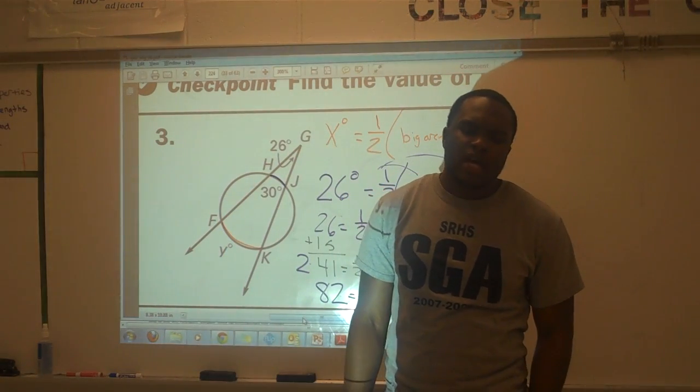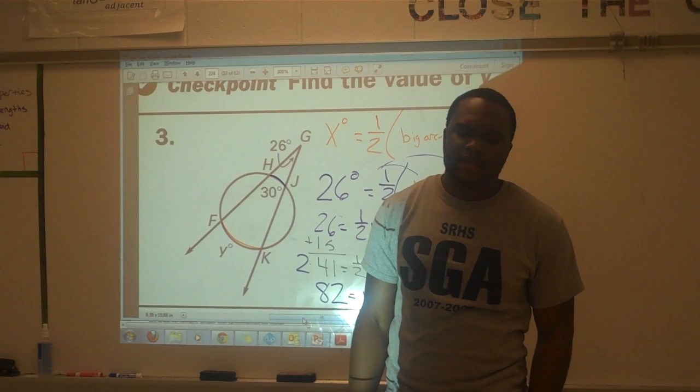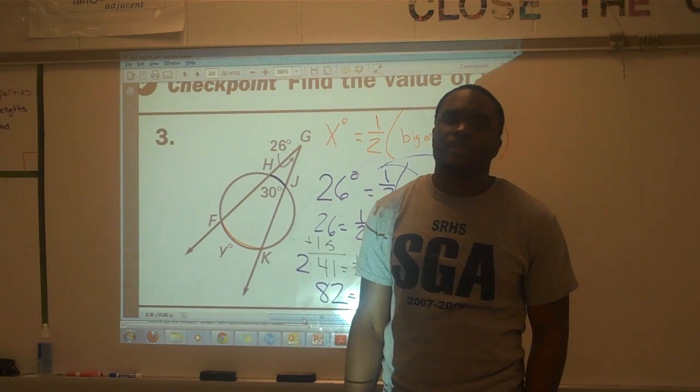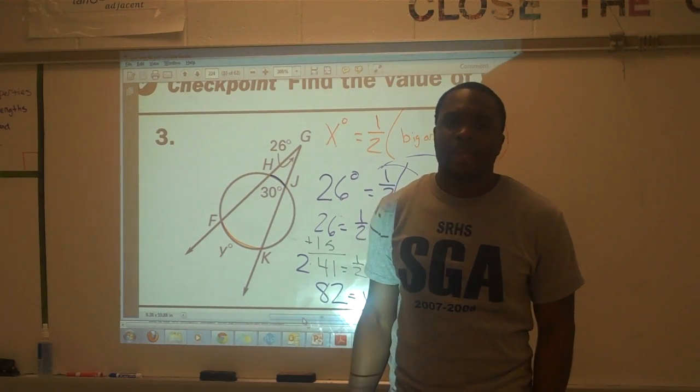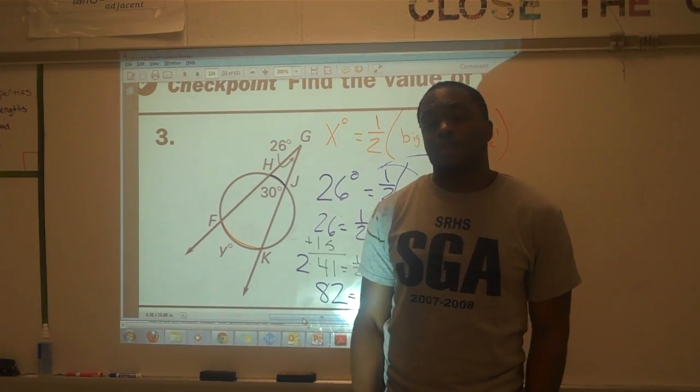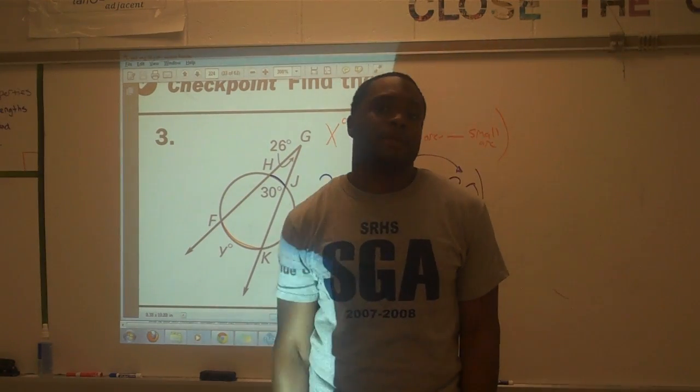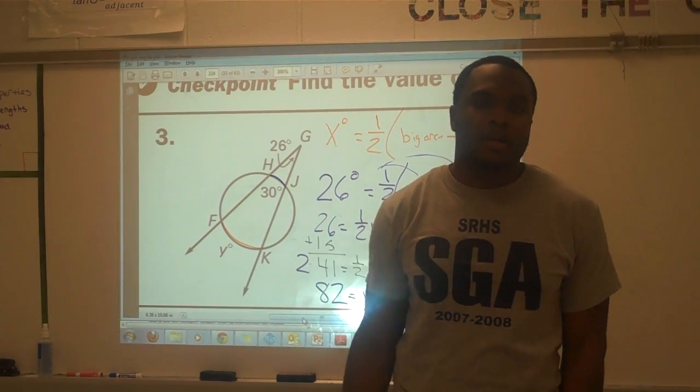For these tougher questions, for question number 10, I'm going to give you one hint. We know that there are 360 degrees in a full circle. They gave you 270 degrees for one of the arcs. There's only 2 arcs there. Now we can subtract to find out what that missing arc is.